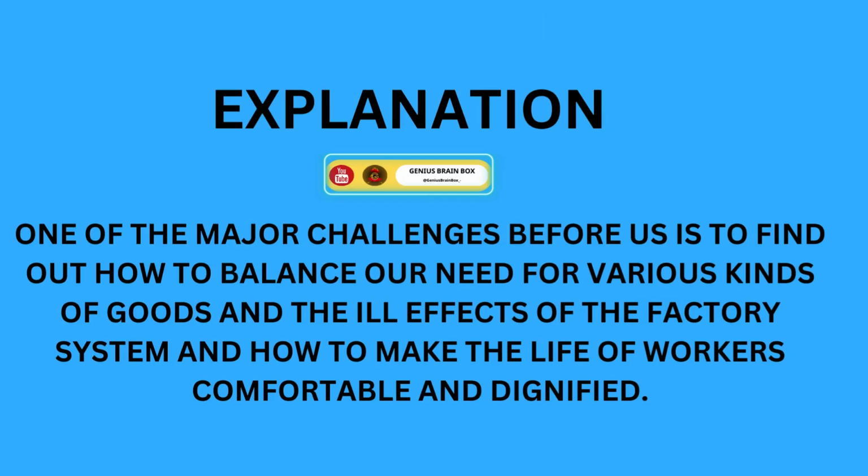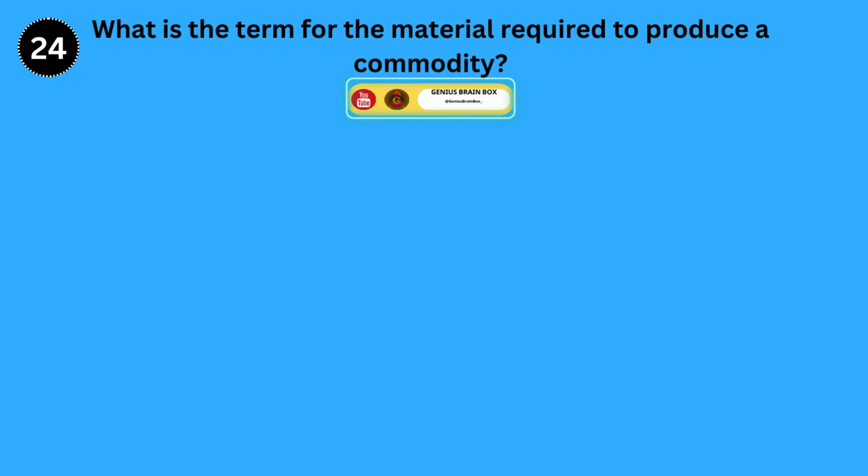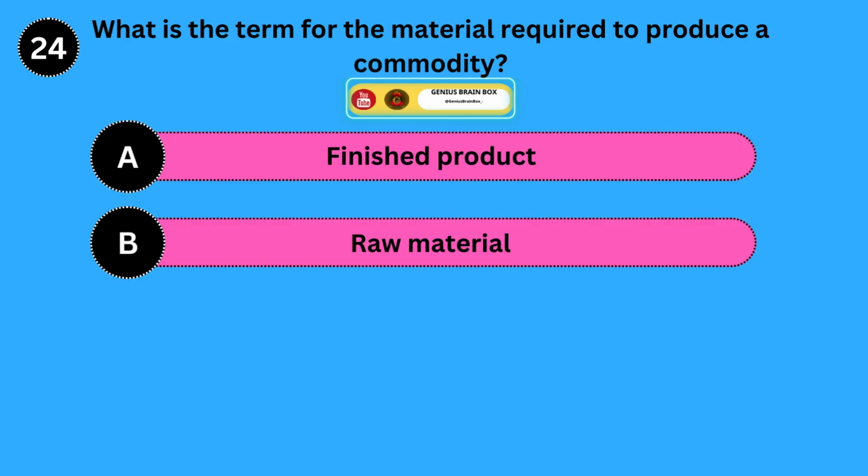Explanation. One of the major challenges before us is to find out how to balance our need for various kinds of goods and the ill effects of the factory system and how to make the life of workers comfortable and dignified. What is the term for the material required to produce a commodity?